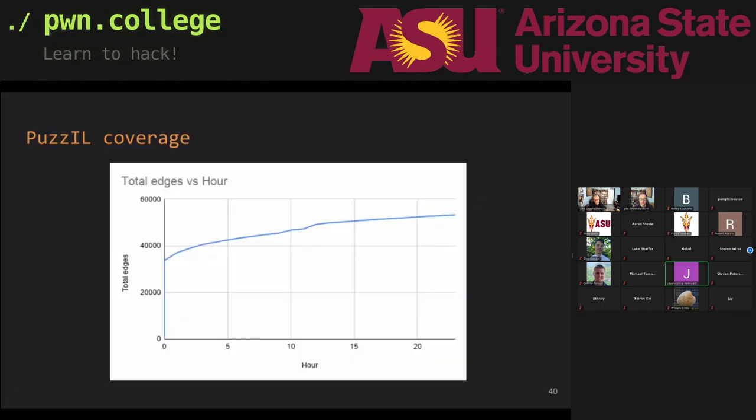So lastly, we ran Puzzle for 24 hours to get an idea of what kind of coverage we get. And you see that after the 5-hour mark, every few minutes, we get a new edge that's detected, even without any sort of mutation. So even in this 24 hours that we ran it, it actually found 5 bugs, but they did not have any security relevance.